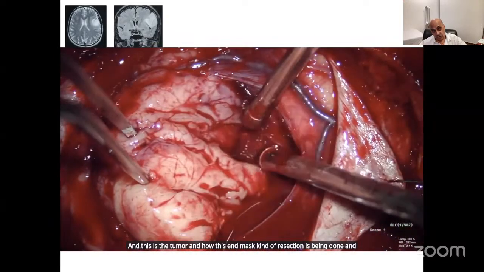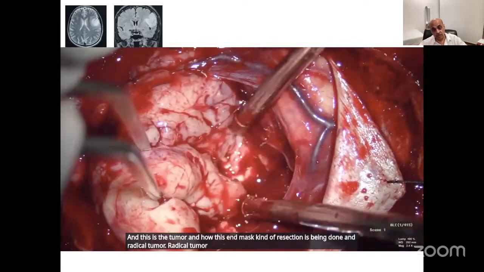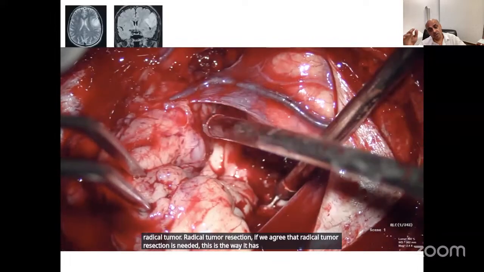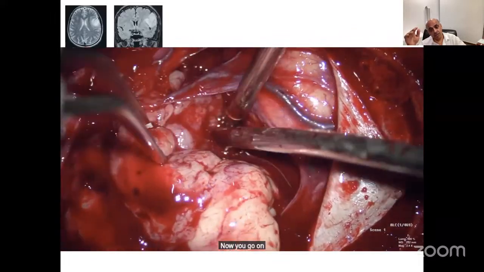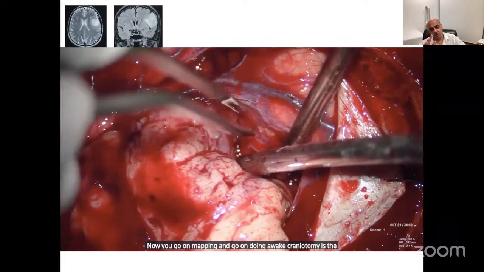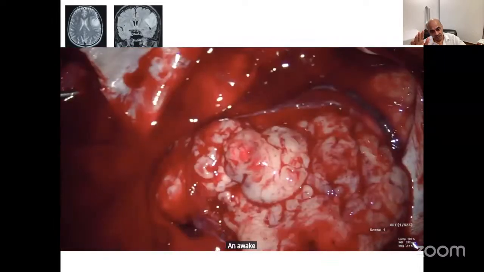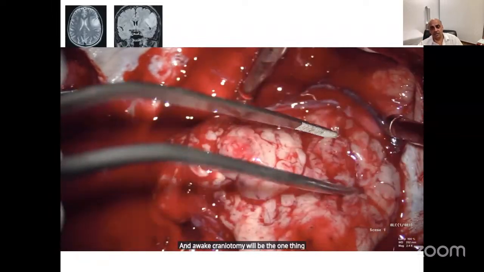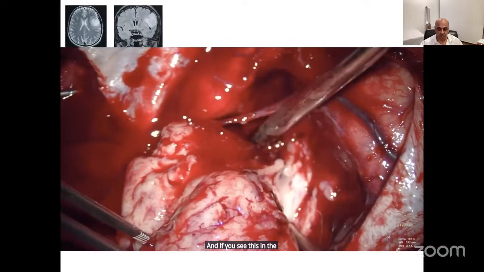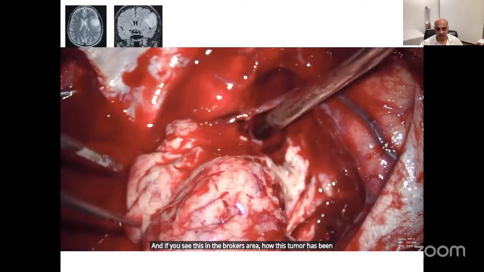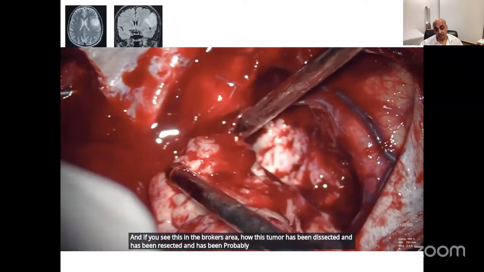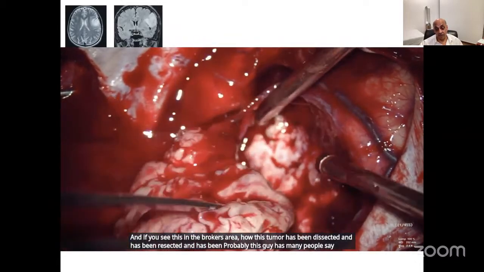If we agree that radical tumor resection is needed, this is the way it has to be done. Now you go on mapping and go on doing all. Awake craniotomy is the only thing that I will depend on, and awake craniotomy will be the one thing that will help me during this kind of operation. And if you see this in the Broca's area, how this tumor has been dissected and resected, probably this guy, as many people say, has been cured.